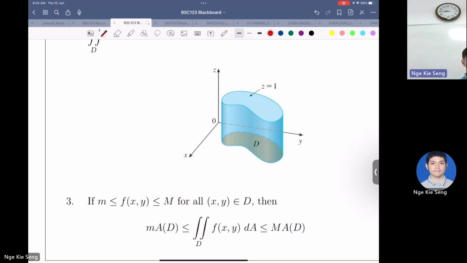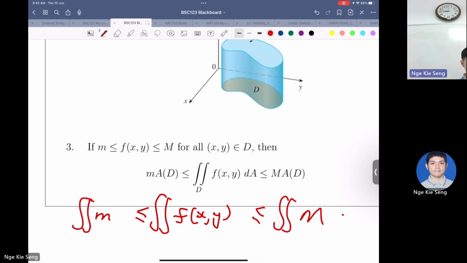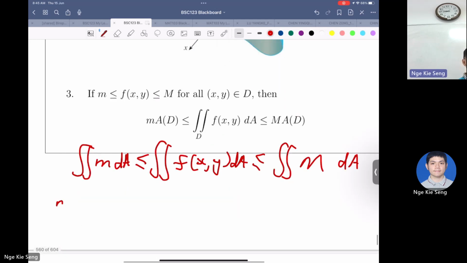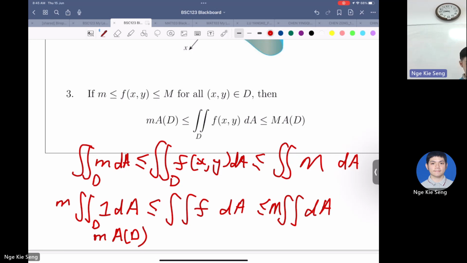Because last time we said that the integral respects the inequality. So you can just put the double integral on all the functions. But just now we said that if we integrate the function 1, we get the area of the domain. So meaning we just get m times the area of the domain.